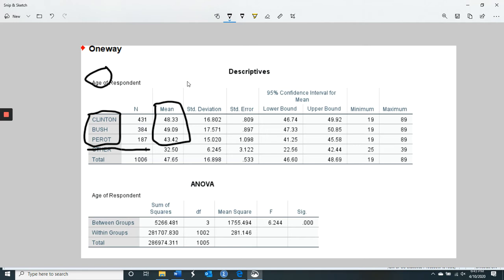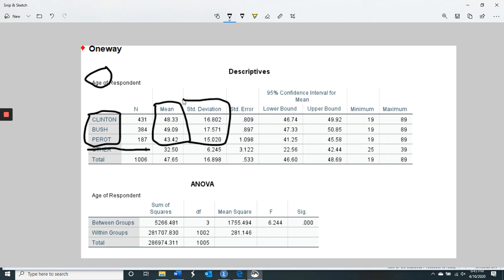And actually, before looking at our F, you can kind of look here. You can see that there might be some difference. I'm just eyeballing it, and it looks like the Perot voters are a little bit younger than the Clinton and Bush voters. It's not a significance test, but just kind of getting a sense of the data. It looks like there might be a difference there. And then we have our standard deviations for the 3 groups.